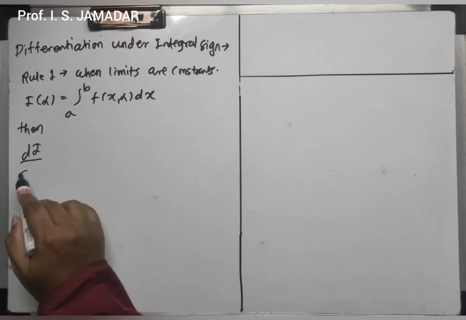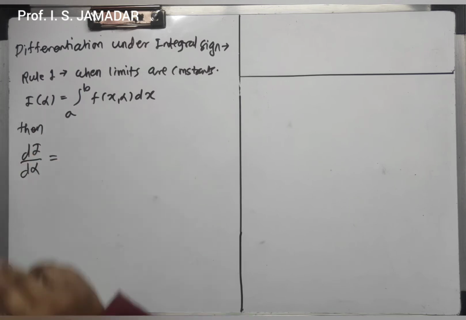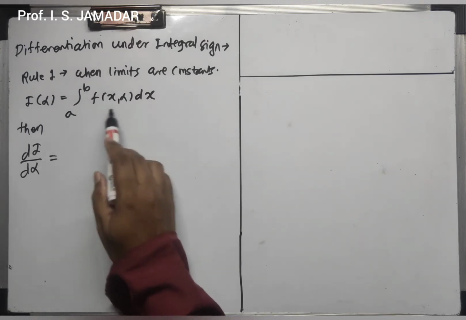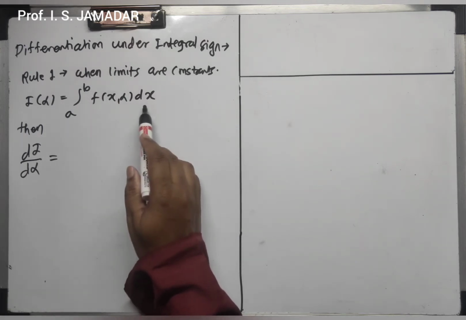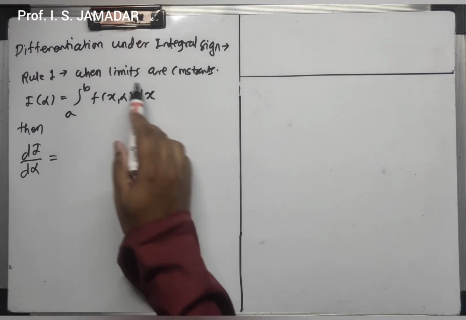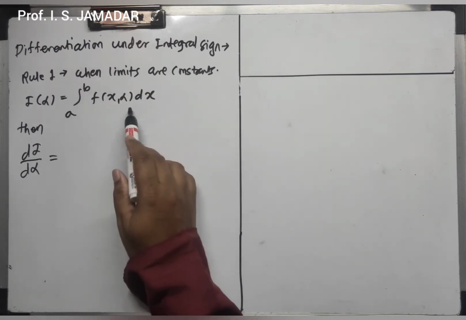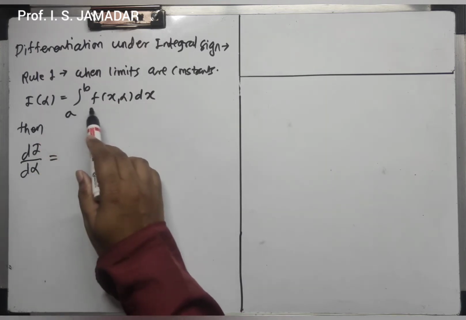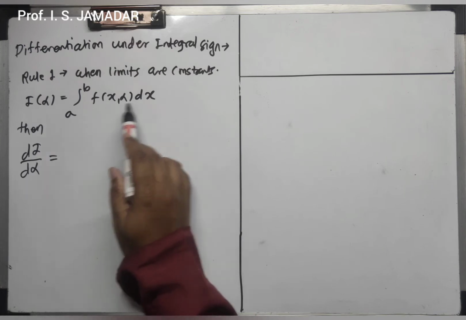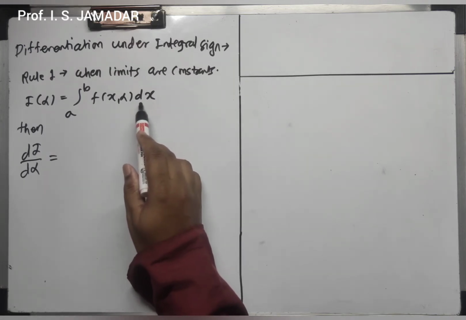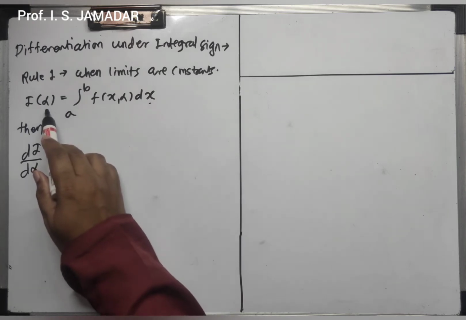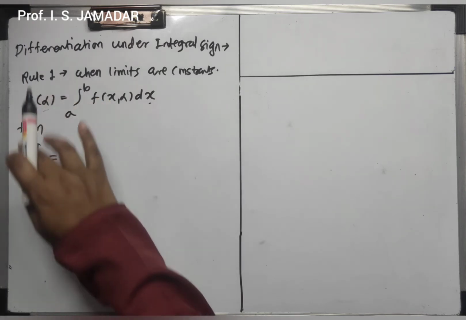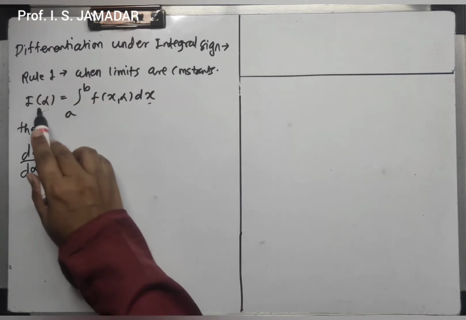di by d alpha, that alpha is called a parameter because if you evaluate this integral which is with respect to x and after putting the limits, finally what will remain? The answer of this integration will be in terms of alpha, so that's why we are calling it I of alpha, not I of x. If the integration is with respect to alpha d alpha, then it will be I of x. So take note of that, dx, so it will be I of alpha.